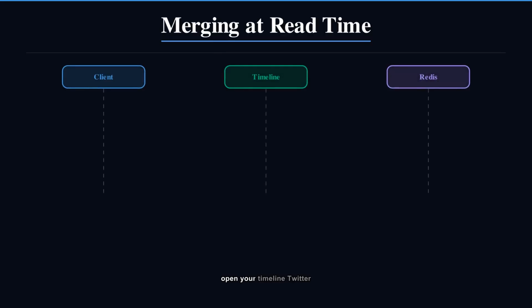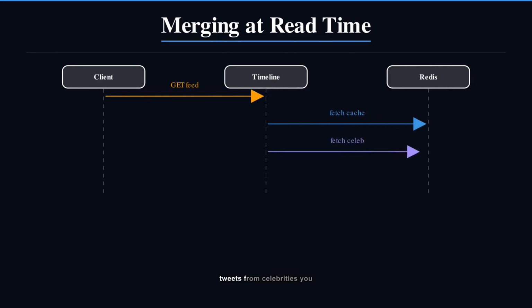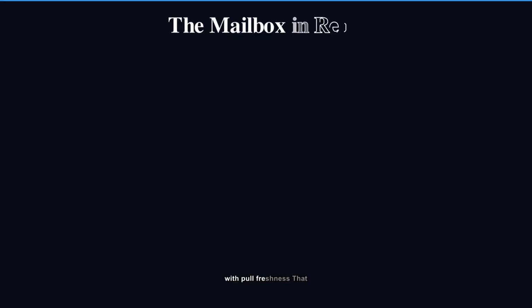When you open your timeline, Twitter does two things at once. Pull your pre-built cache for regular accounts, then fetch live tweets from celebrities you follow. Merge both, re-rank, done. One clean timeline mixing push speed with pull freshness.